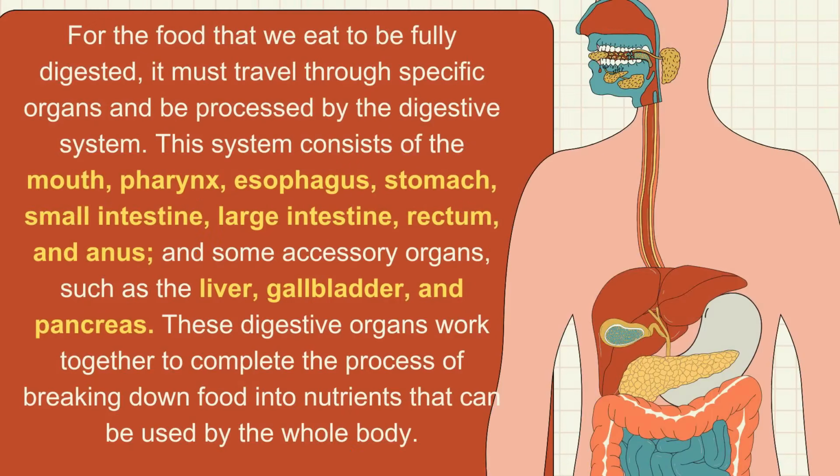For the food that we eat to be fully digested, it must travel through specific organs and be processed by the digestive system. This system consists of the mouth, pharynx, esophagus, stomach, small intestine, large intestine, rectum, and anus, and some accessory organs, such as the liver, gallbladder, and pancreas. These digestive organs work together to complete the process of breaking down food into nutrients that can be used by the whole body.